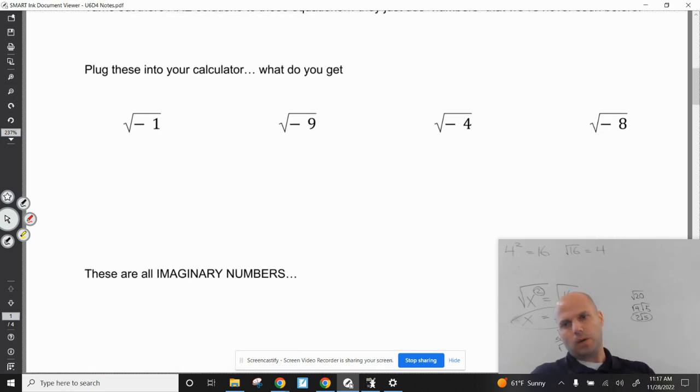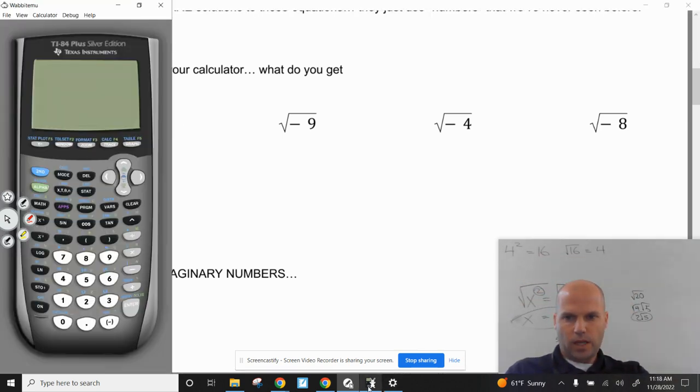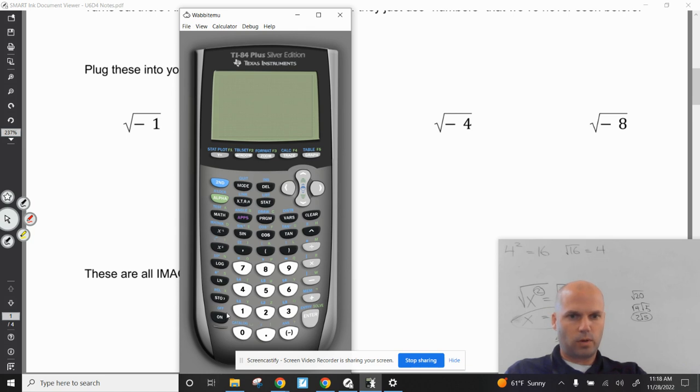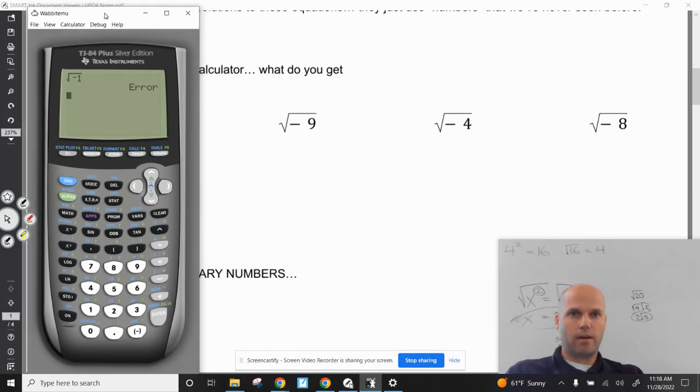The numbers come from taking square roots of negatives. Now, you can do this at home. Can you plug these into your calculator? Tell me what you get. I have a calculator right here. We'll use Desmos as well. What do you get if you plug in the square root of negative 1? Calculator's like, no, error, right? Error. You do that for all the other ones, and you're going to get an error.